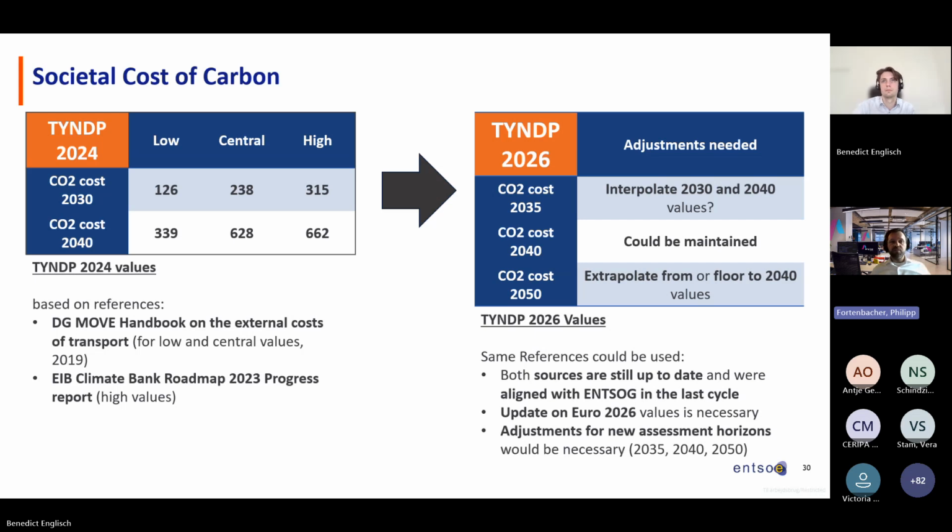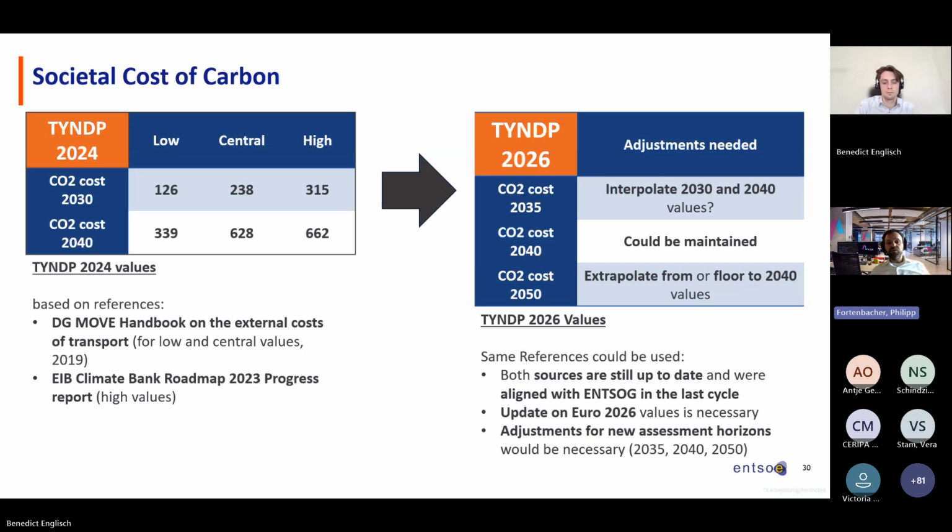Our original idea is that we will just use those sources, but then we need to somehow accommodate the different horizons. So our idea would be to still use both sources, also to be aligned with the ENTSO-E guidelines, and to update those values to Euro 2026 values. But then we need to adjust for the horizons. When we go with the 2035 horizon, we would interpolate the existing 2030 and 2040 values. The values for 2040 could be maintained, because we already have this info.